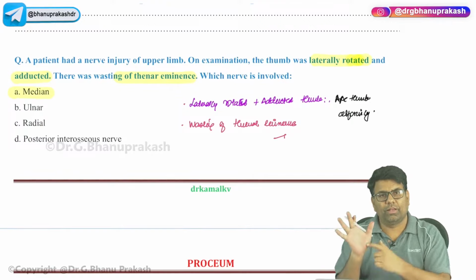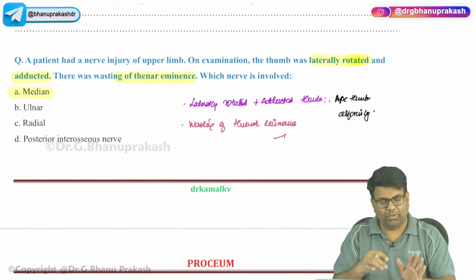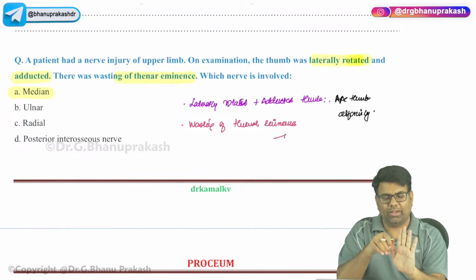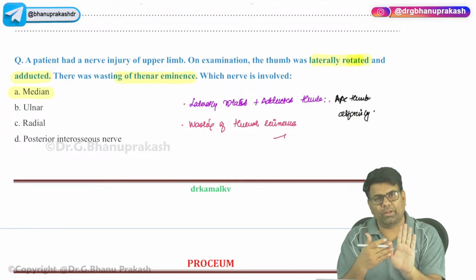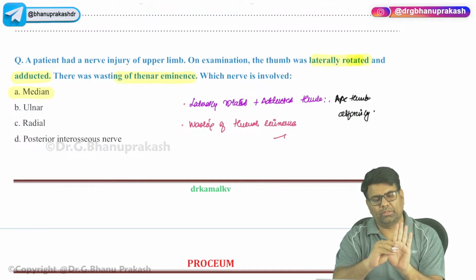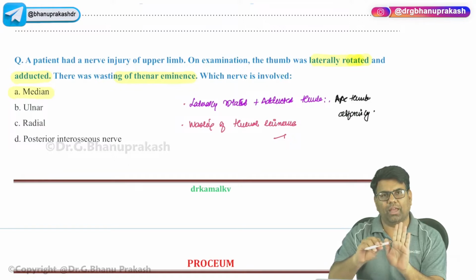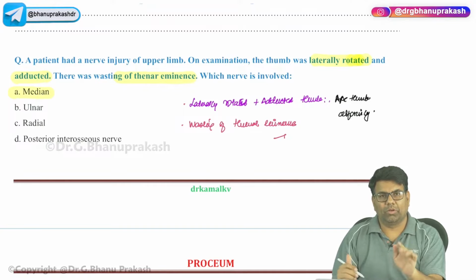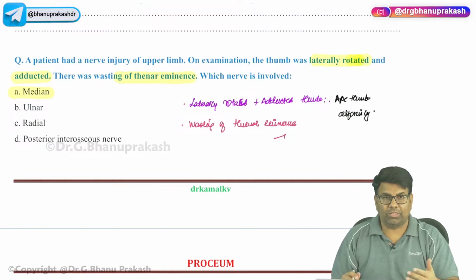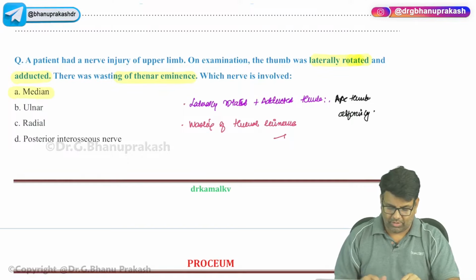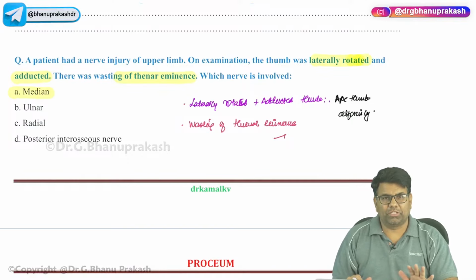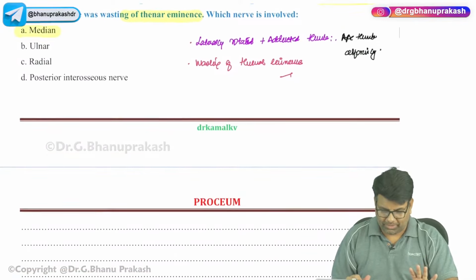So wasting of the thenar eminence and ape thumb deformity, the thumb is laterally rotated. Usually when we look at the thumb, if this is the plane of the palm, the thumb is somewhat like this, but in cases of median nerve injury, it also comes to lie within the same plane as that of the palm, and it is adducted because of overactivity of the adductor pollicis, which is supplied by the ulnar nerve. So this is a classical presentation for median nerve injury.